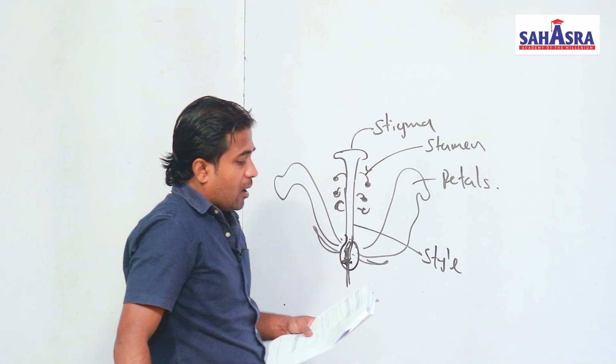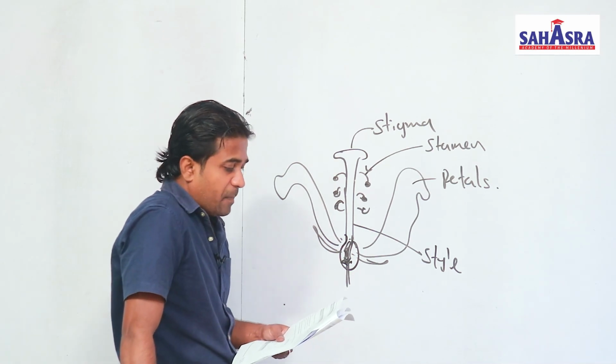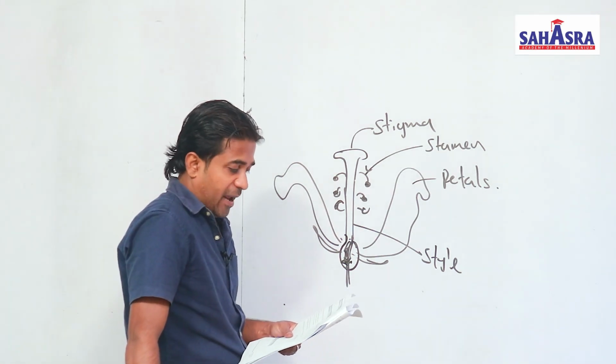Part E. Look at the pictures of plant A and B. They are pollinated in different ways.